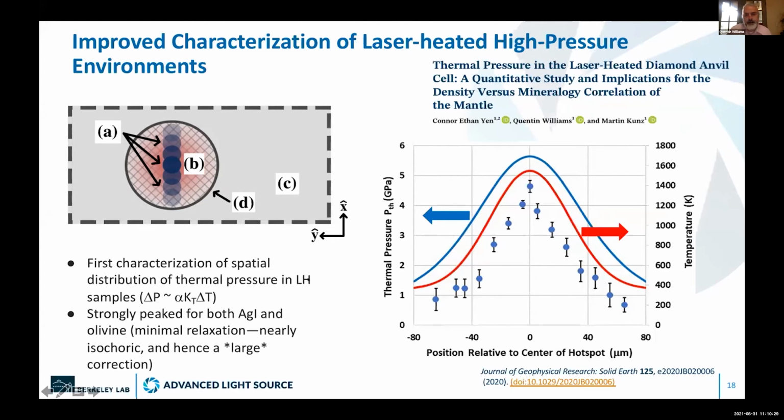The point here is simply that thermal pressure is prospectively a larger than previously considered correction within diamond cells, and that even in relatively weak materials, the peaking of the thermal pressure may be rather close to the isochoric solution of alpha K_T times delta T, which for experiments at 3000 or 4000 Kelvin is actually an enormous effect, on the order of multiple tens of GPa.